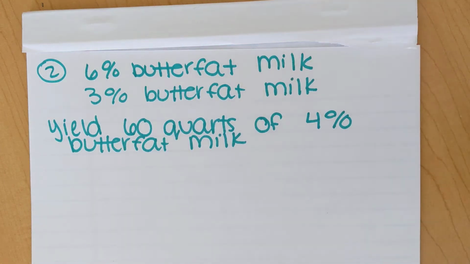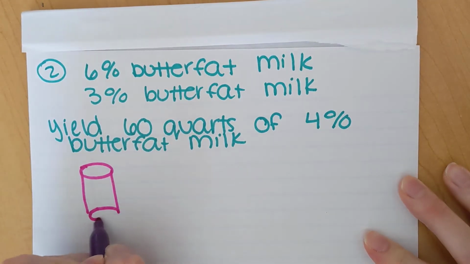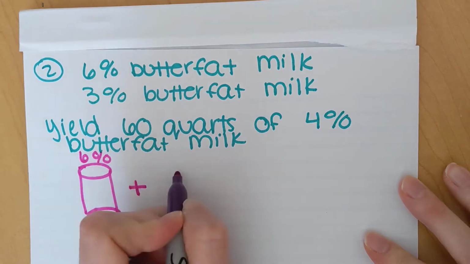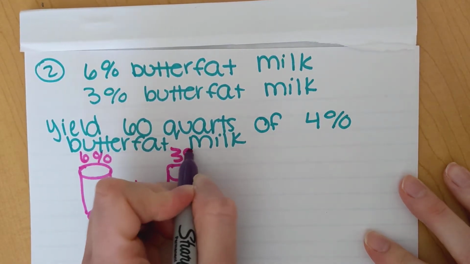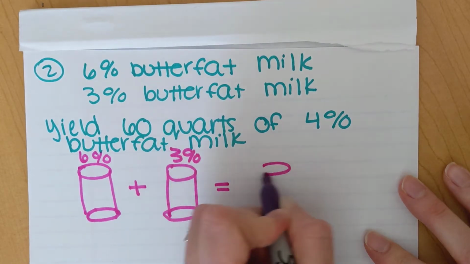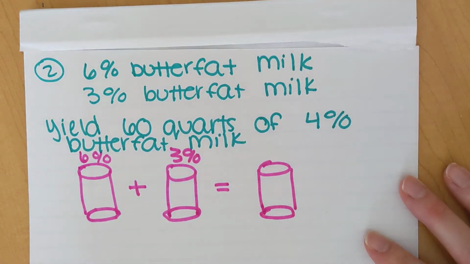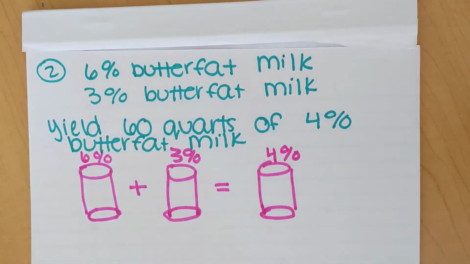So for the butterfat milk question, everybody's favorite question, the first thing I always like to do is draw a picture of this. You have your two little cans, right? One can has the 6%, and then you're adding some amount of the 3%, and that's going to equal your total amount, and your total amount needs to have a 4% solution.